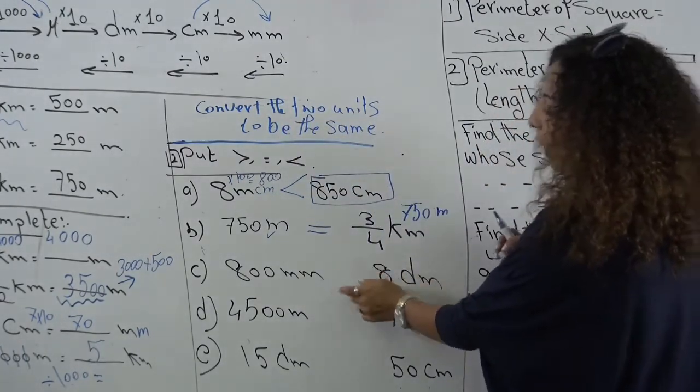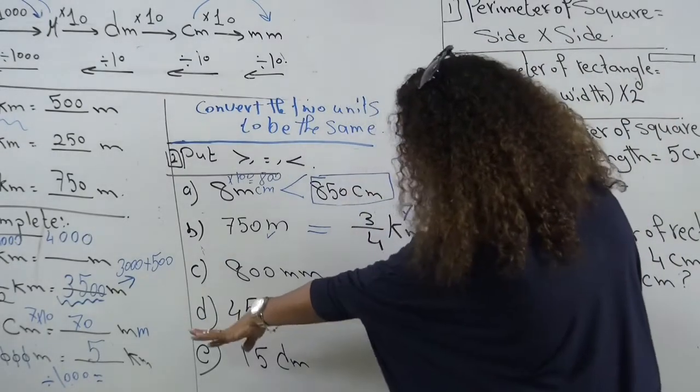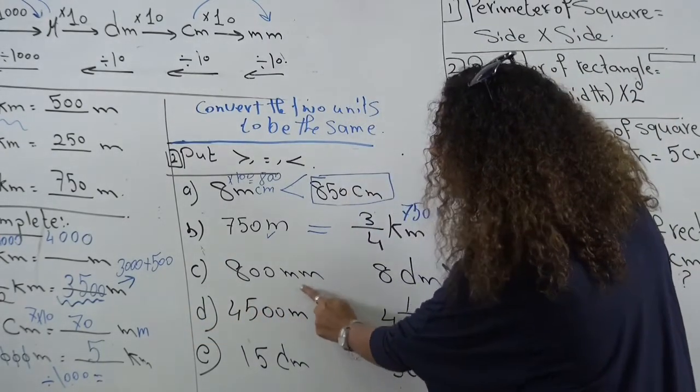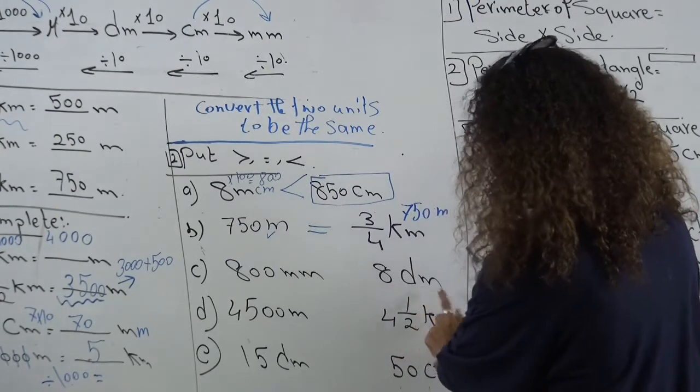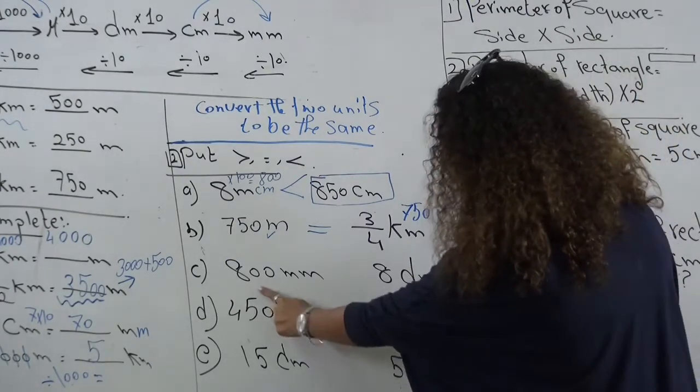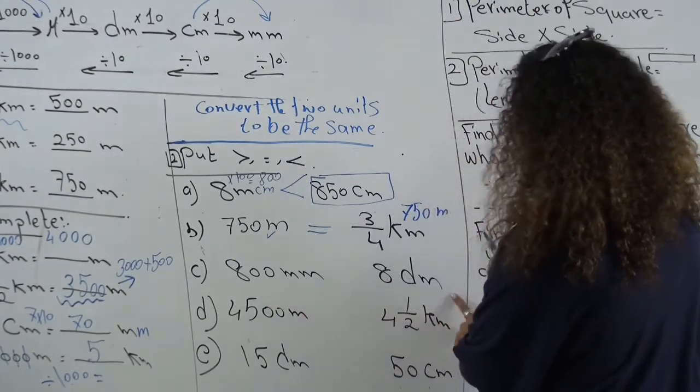So again, in this type of example, letter C, 800 millimeter and 8 decimeter.